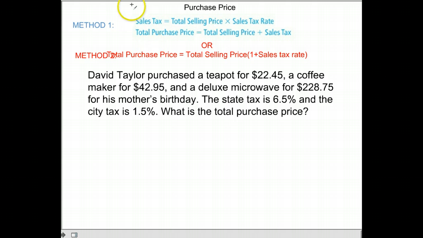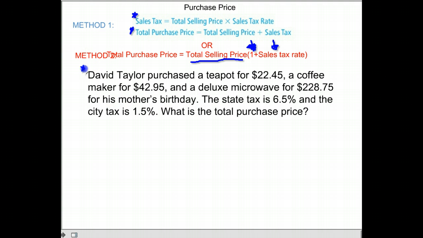There are two ways that you can do this. The first way is to find the sales tax for your purchases, like we did on the previous questions, and then just add it to your purchase price. The other way is to find the selling price and then multiply it by 1 plus the tax rate, because the 1 is your purchases, and then the sales tax gives you your sales tax, and it does it all in one step for you. I'll do both methods just to show you what that looks like.